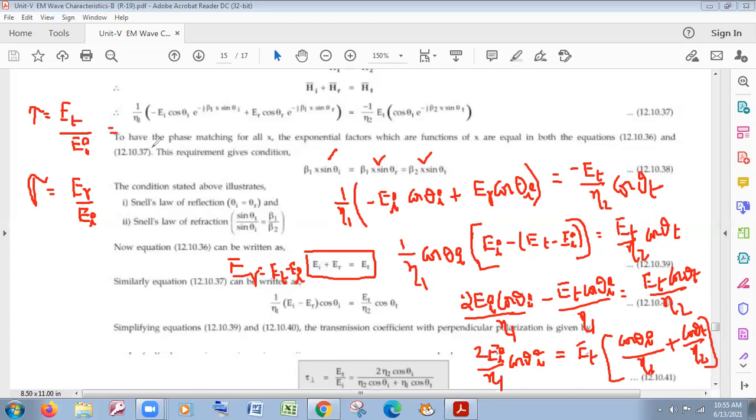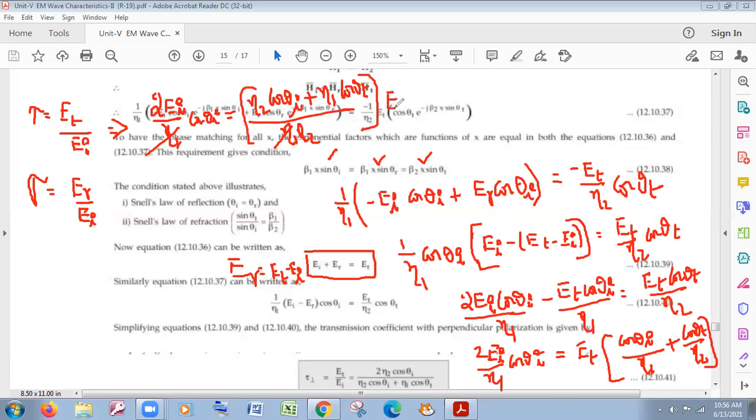Reflection or transmission coefficient implies 2 EI by eta 1 cos theta I is equal to, cross multiply, eta 2 cos theta I plus eta 1 cos theta t, whole divided by eta 1 and eta 2. So on the right and left hand side, eta 1 and eta 1 get cancelled. And multiplying, the transmission coefficient is ET by EI. So transmission coefficient tau is equal to ET by EI.